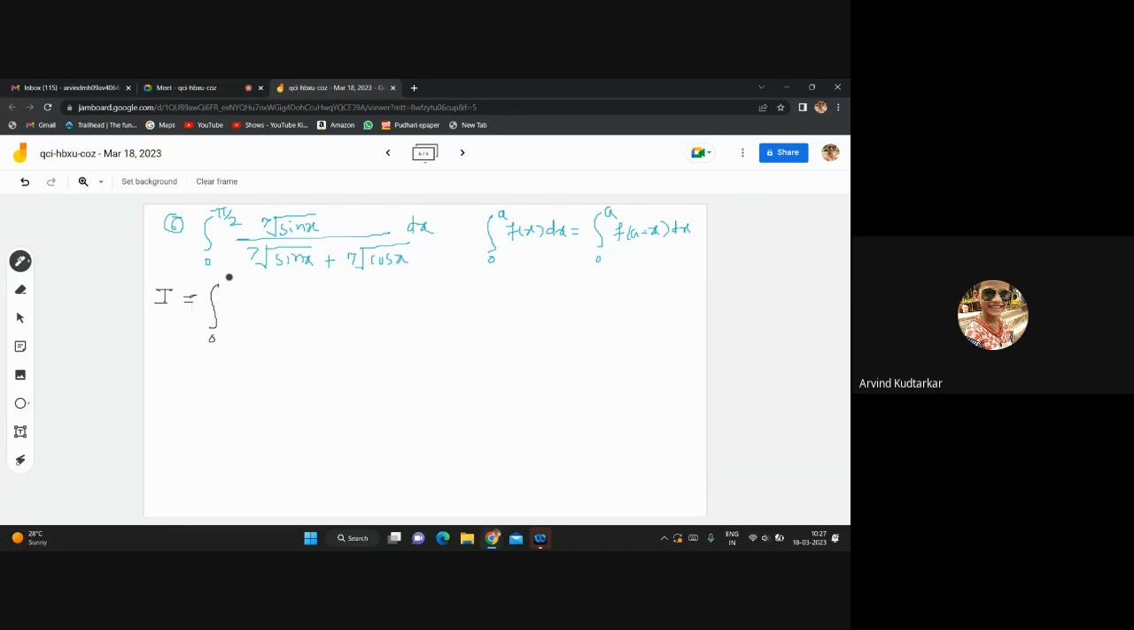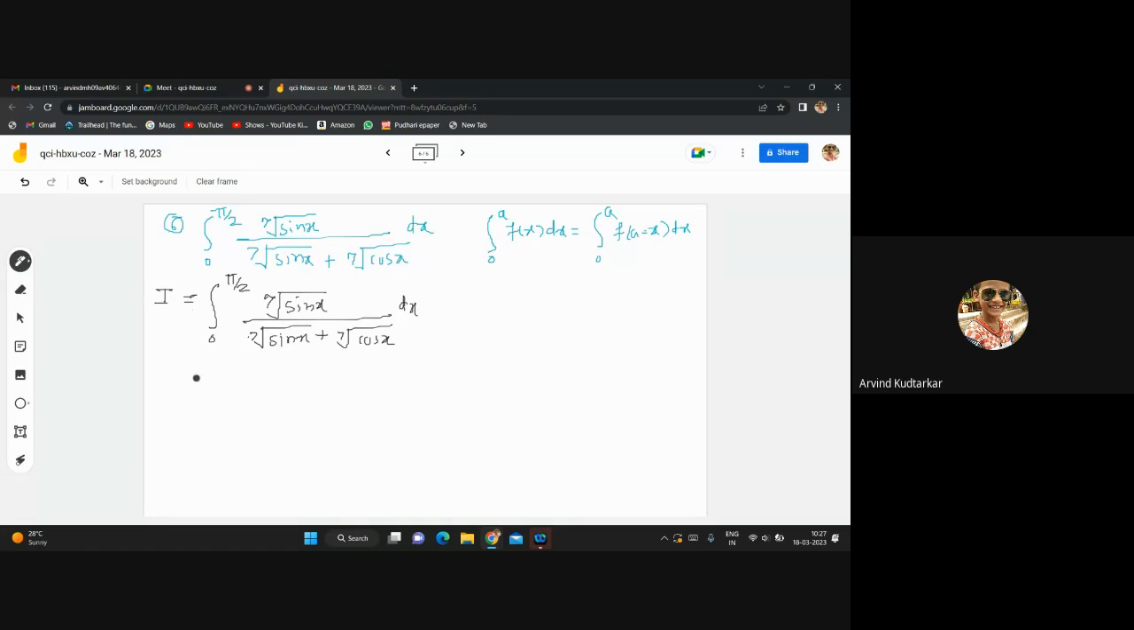I equals integral from 0 to pi by 2 of seventh root of sin x upon seventh root of sin x plus seventh root of cos x. If there is not an irrational function, we can express it in a simple manner. Actually, these are irrational functions, that is, in the form of root. And when there are roots, we cannot simplify in linear form directly. So instead of that, we can apply this kind of result.